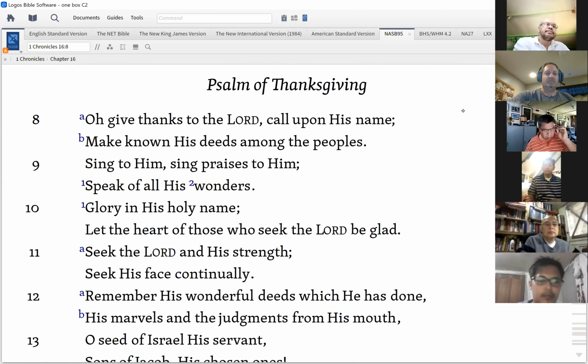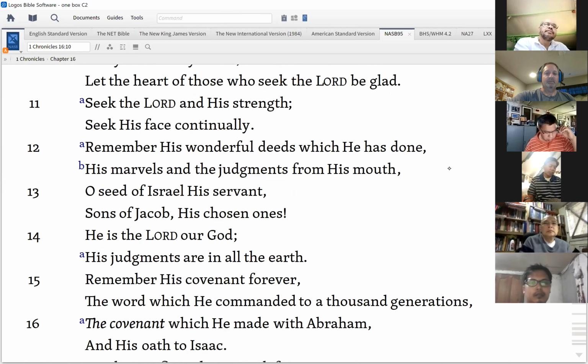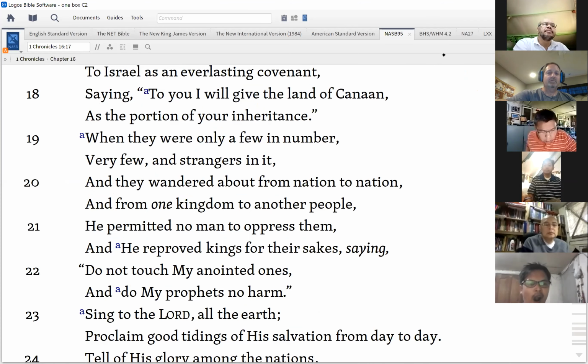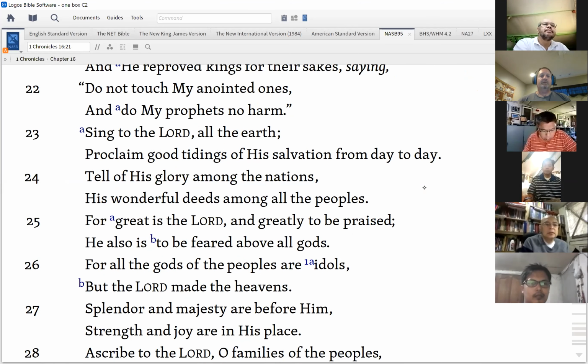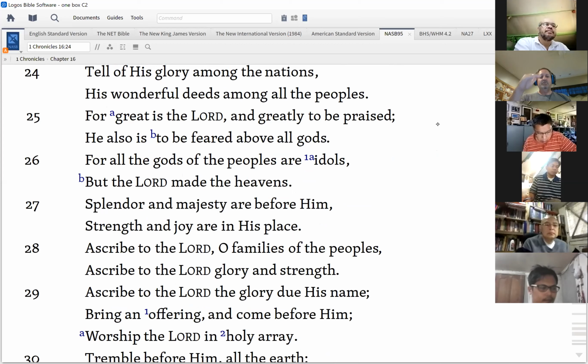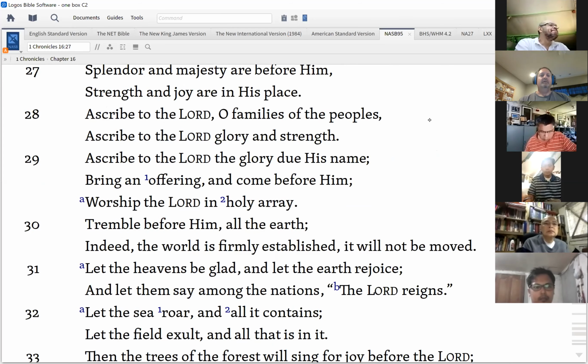And as you read through this psalm, we see many statements. I'm not going to read it all to you here, but he goes through some of the historical aspects. And then notice in verse 23, sing to the Lord all the earth, proclaim good tidings, tell of his glory, for great is the Lord, greatly to be praised. Verse 27, splendor and majesty are before him, strength and joy. And as you go through this psalm, many of these same lines are found in Psalm 96 and Psalm 98. And notice, worship the Lord.